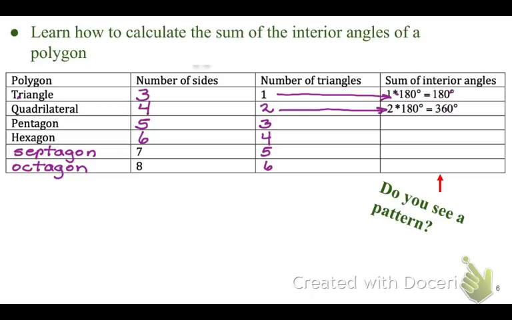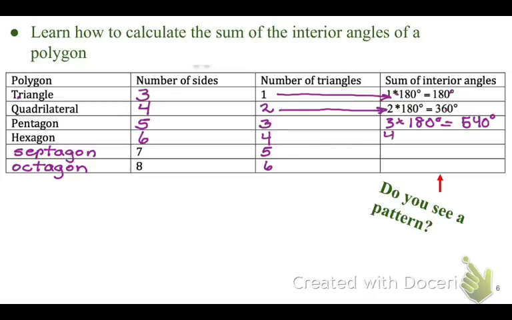The length of the sides doesn't matter, okay? A quadrilateral will always have 360 degrees in it. And that's sometimes a little bit difficult to get your head around, but it's true. So a pentagon has 3 triangles, so 3 times 180 degrees equals 540.